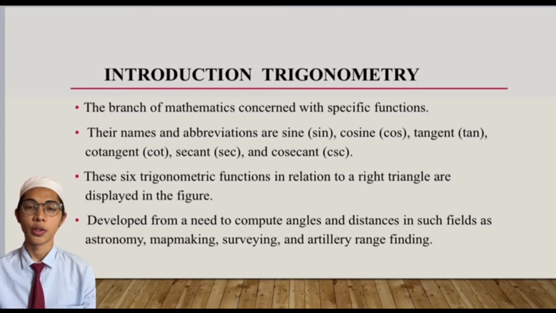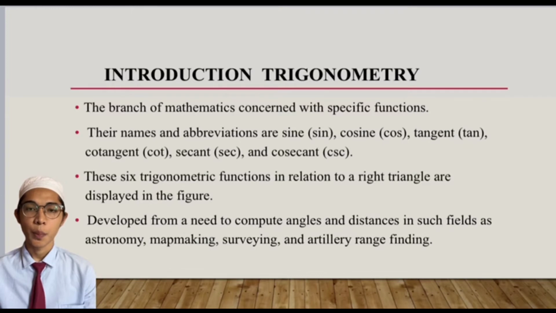Introduction of Trigonometry. Trigonometry is the branch of mathematics concerned with specific functions of angles and their application to calculation. There are 6 functions of angle commonly used in trigonometry. These names and abbreviations are sine, cosine, tangent, cotangent, secant, and cosecant. The 6 trigonometry functions in relation to a right triangle are displayed in the figure.